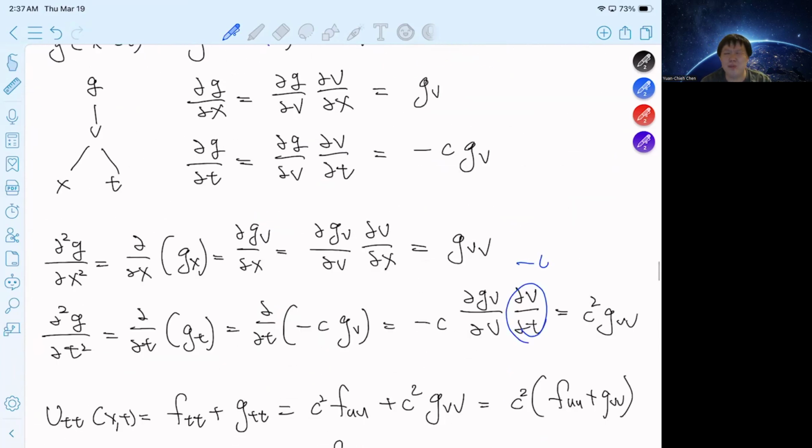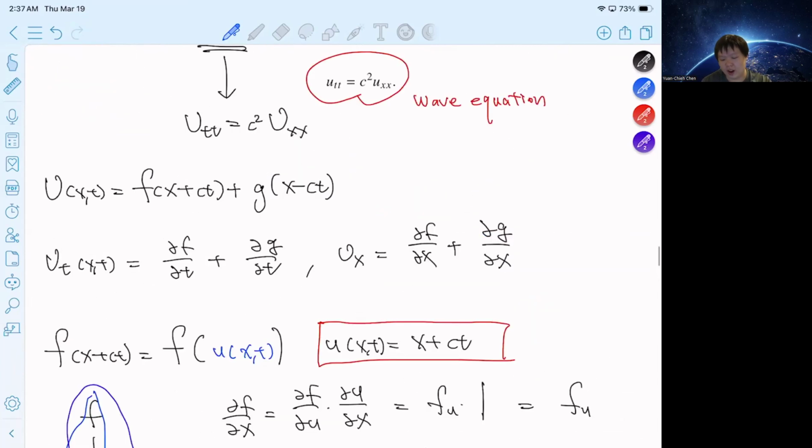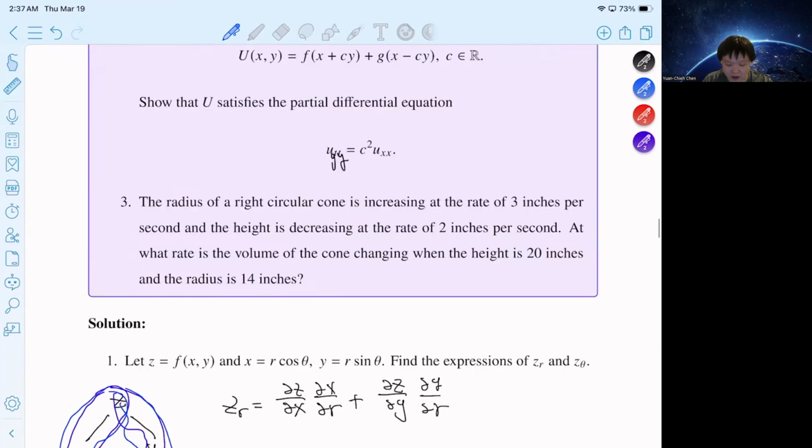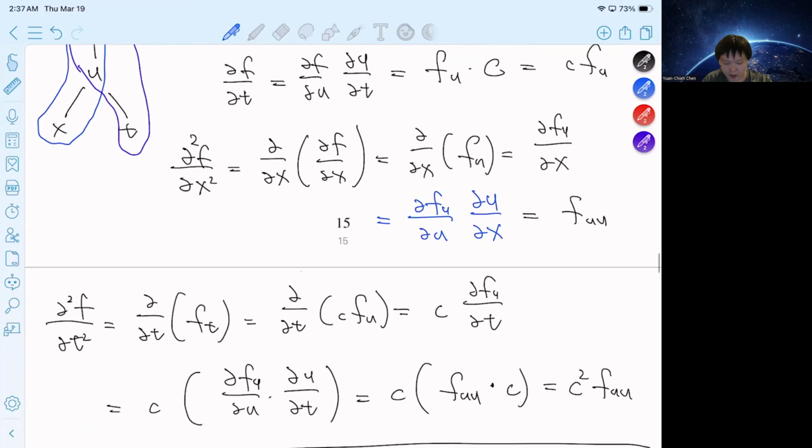Maybe you think, okay, this application sounds boring. We just verify something is a solution, we cannot find a solution. And the previous case is also similar to a differential equation, and we just do some transformation. But actually, we can do some actual application problem like this one.